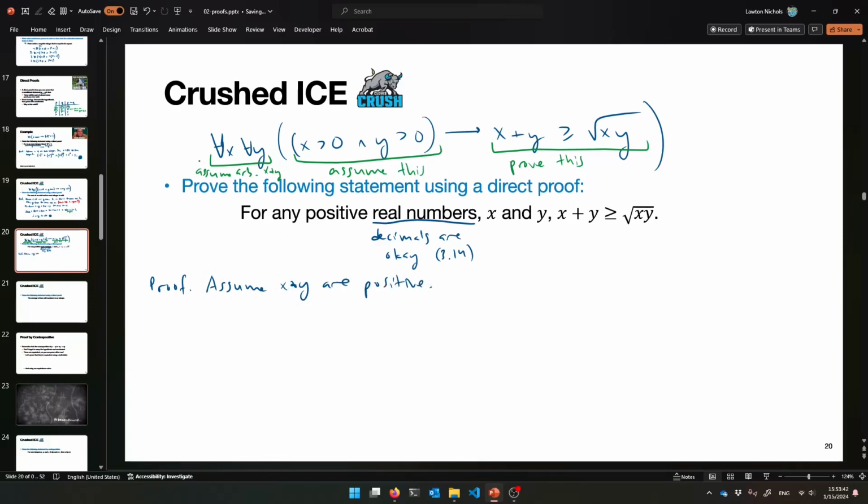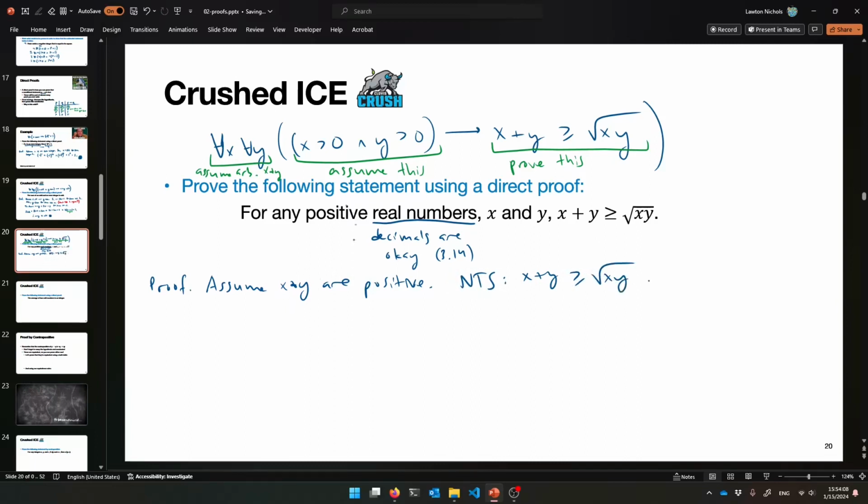Do you see how I've introduced them? Assume that they're arbitrary, and I've also assumed that side condition as well. Assume the hypothesis about them in this implication. Assume that they're positive. Assume x and y are positive, real numbers. All right. What I need to do now, what I need to show to complete this proof is that adding them together is greater than or equal to the square root of xy. Okay. That's what I need to show.